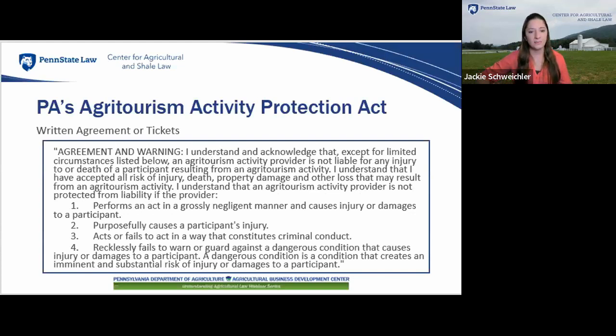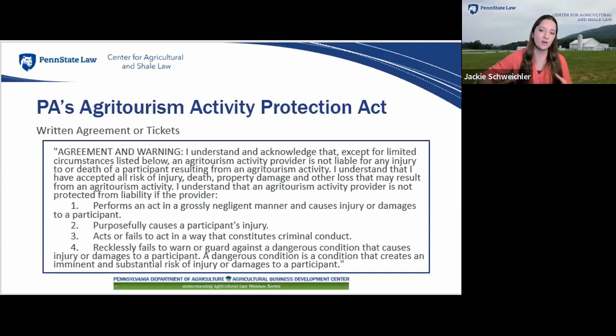Please note that at point number 1, there's no liability protection for the agritourism provider if they act in a grossly negligent manner, on purpose, or criminally. So again, this is not protecting you from criminal activities. And I do apologize for anyone who might be trying to read this tiny print on here. There's a lot of language on this slide.